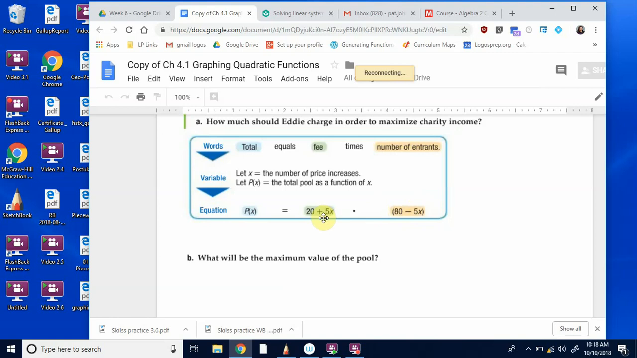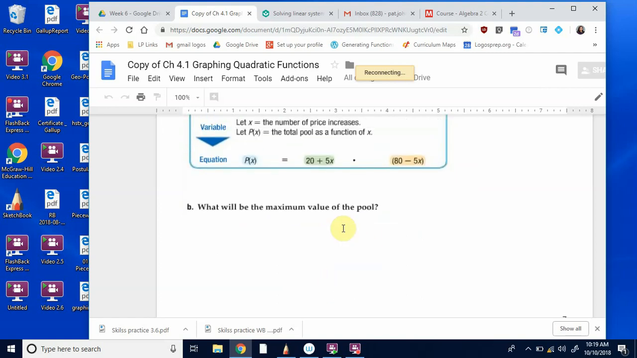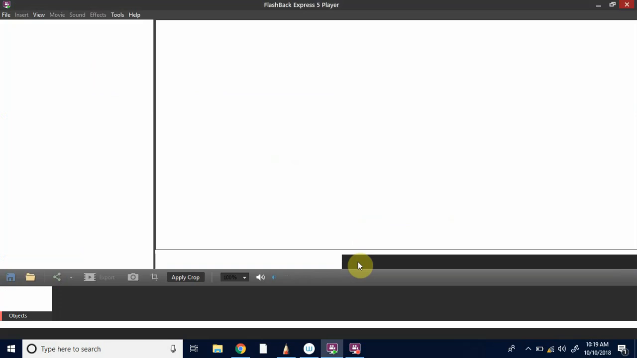Because this is the price, $5 per fee increase. A number of increases, so it's anybody over 80 players because the first 80 got it at $20. And then we have to subtract out those so we don't double dip here. So this is our 2 equations. So what we have to do is multiply. We have 2 binomials, 20 plus 5x times 80 minus 5x. So we have to multiply them.